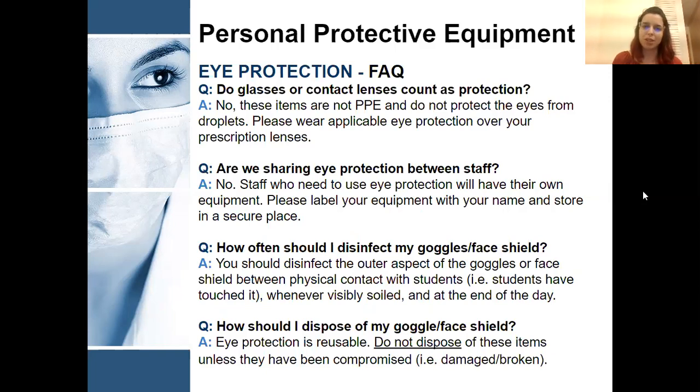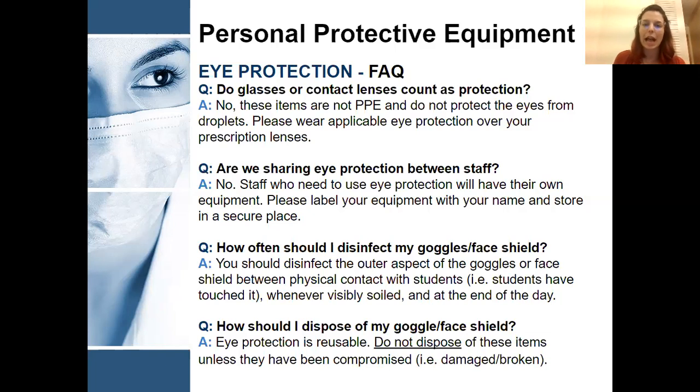Frequently asked questions for eye protection. Do glasses or contact lenses count as protection? No, these items are not considered to be PPE and do not protect the eyes from droplets. Please wear the applicable eye protection over your prescription lenses. So obviously I am wearing glasses currently. I would need to wear a face shield on top of that in applicable situations, or potentially goggles on top of my glasses. The goggles will fit over your glasses and create a full seal over the forehead and underneath the socket of your eyes.